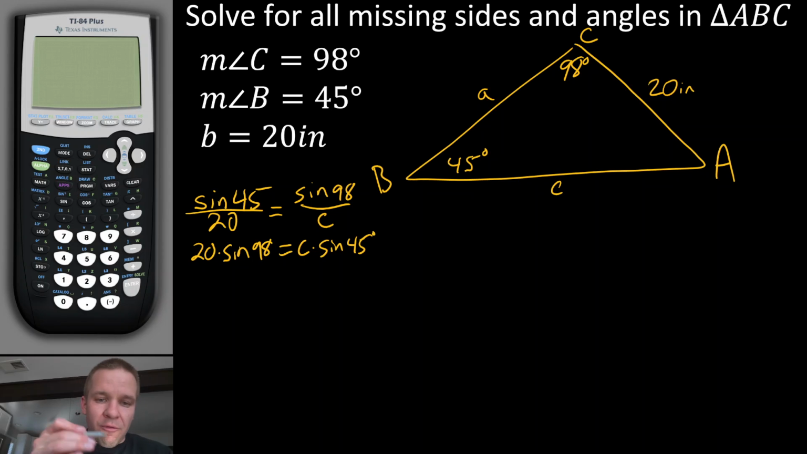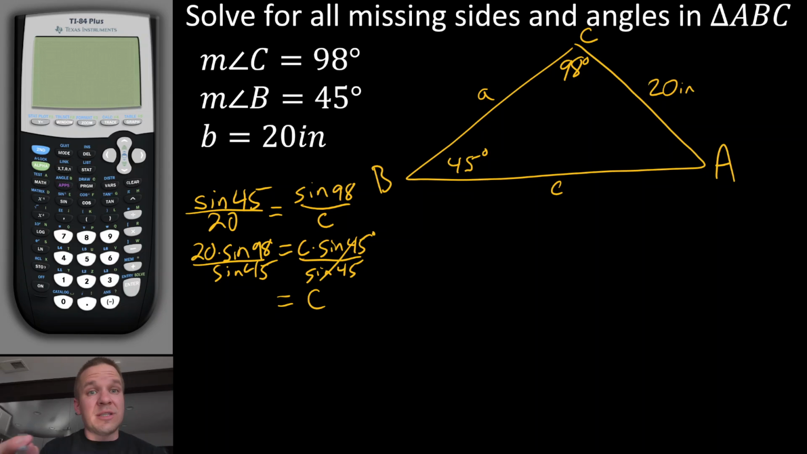All right. From here, I know that sine of 45 is just some number, right? So I can actually evaluate that one. We don't have to do that here. Okay. So I'm going to divide by sine of 45 degrees and divide by sine of 45 degrees. And now I'm going to put this entire mess into my calculator to give me c. So let's do that. So I've got 20 times the sine of 98. Boom. Close my parentheses. I can either hit enter or I can divide by sine of 45 right now. I'll hit enter.